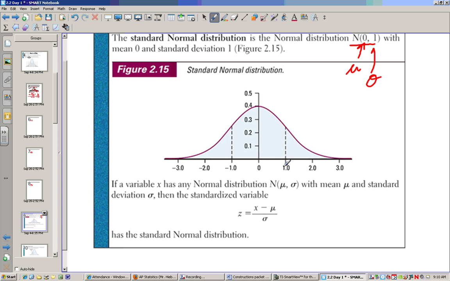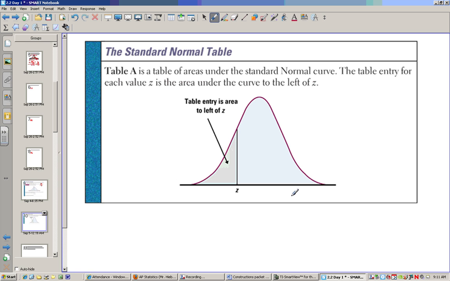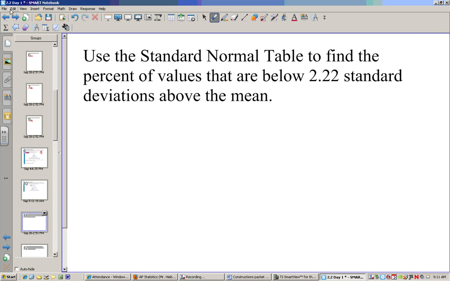And these represent the z-scores. So this is 1 standard deviation above the mean, 2, 3, and so on. Now we can use the standard normal table to find these answers, and in class I teach you how to do that. But mostly we'll use a calculator. So I'll show you how to use the calculator.